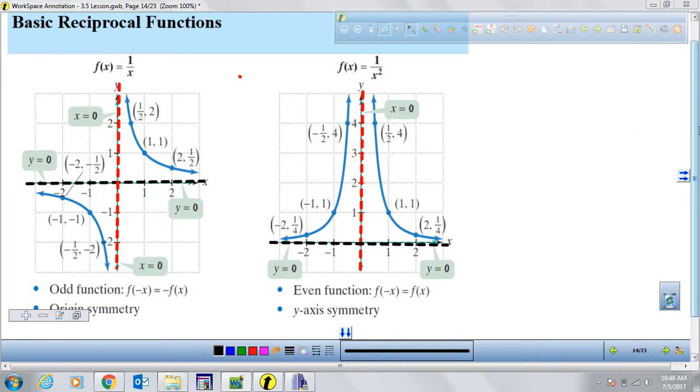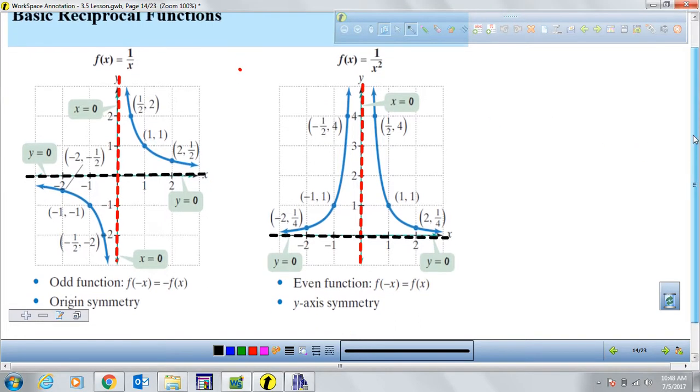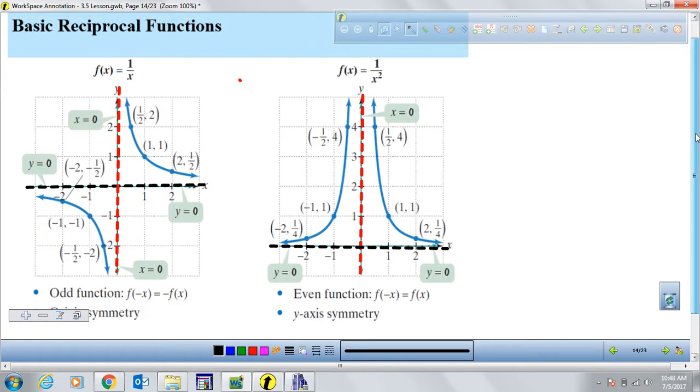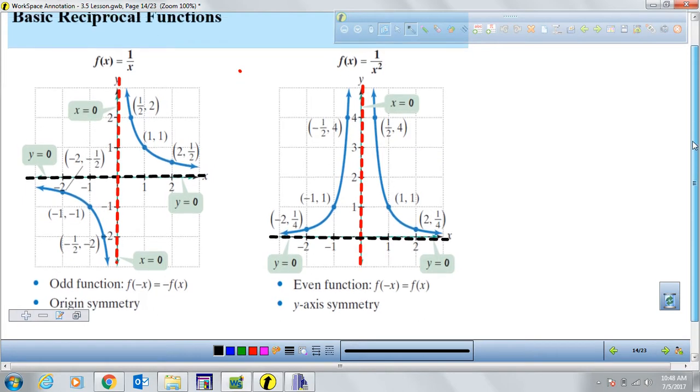Now the first one is 1 over x. F of x equals 1 over x. Before I create a table of values, there are some things I want to mention to you. If you look at this function, the vertical asymptotes can be found by finding the values that make the denominator 0, which in this case is x equals 0. That's why you see right here that there is a vertical asymptote on the y-axis, which is the line x equals 0. Now, to find the horizontal asymptotes, you look at the degrees.